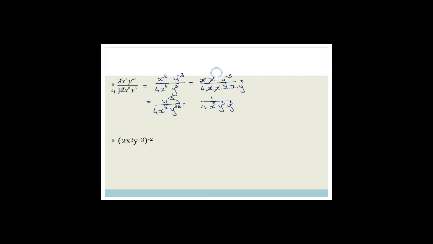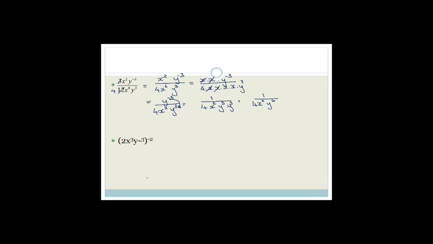So please, as soon as you take this down, if this is the only numerator you have, you've got to write 1 as your numerator. So then it becomes 1 over 4x squared, and then we use the product rule, common bases, and then 3 plus 3 is 6, so we've got y to the 6. So that's one way to do the sum.